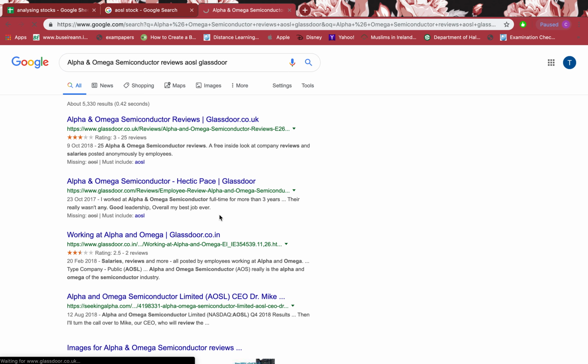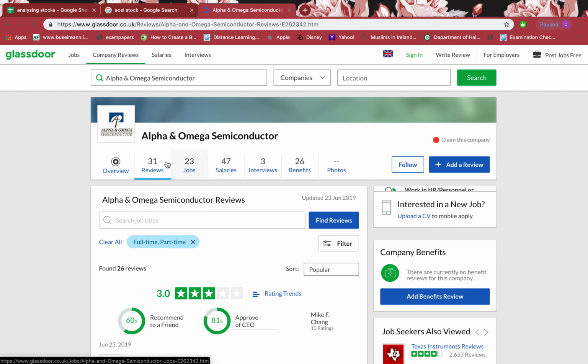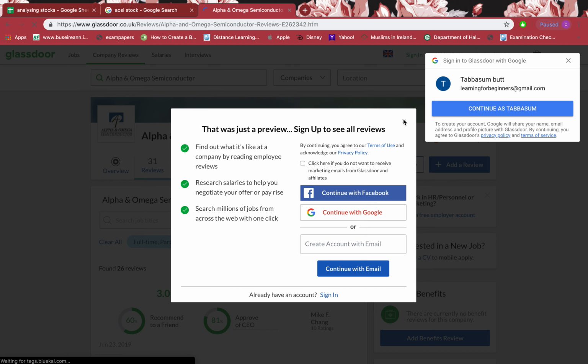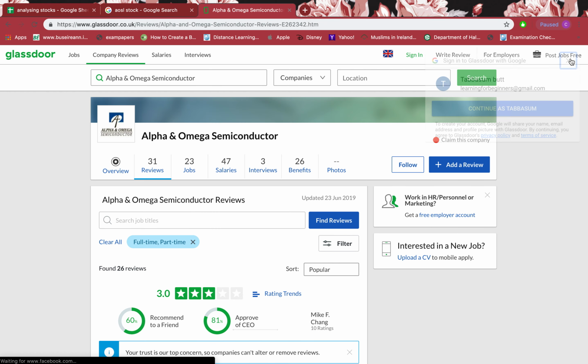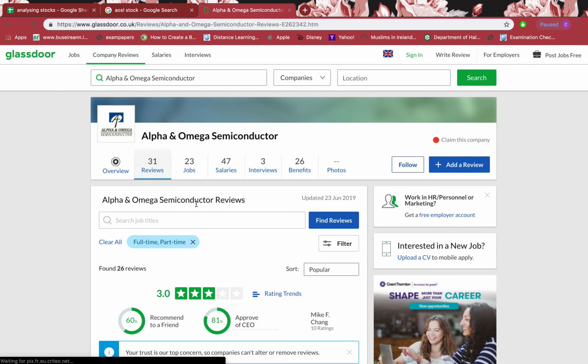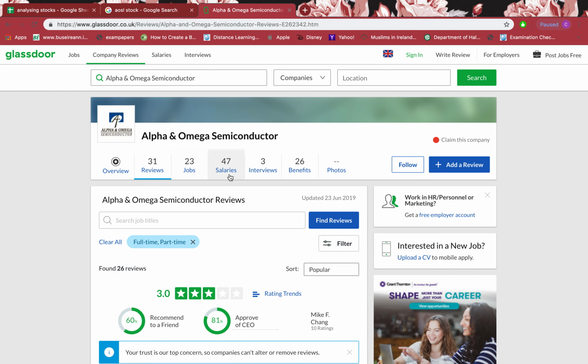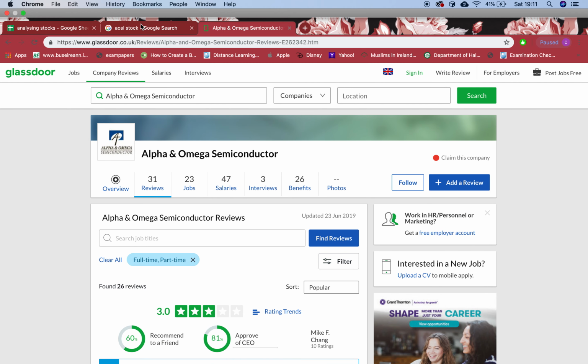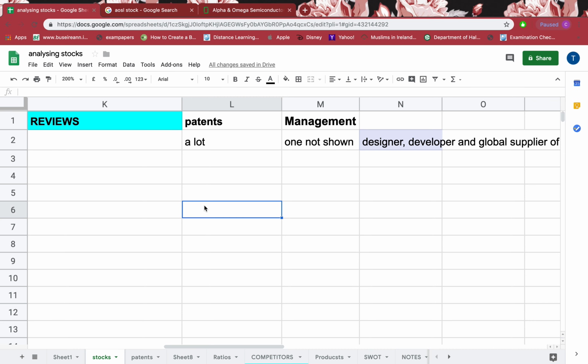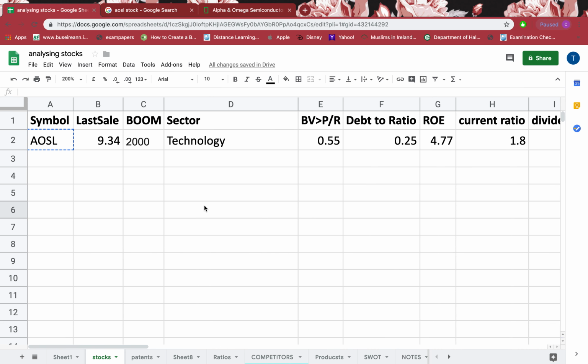Then I'll go to Glassdoor as well, and I can see the reviews. Glassdoor has 31 reviews, more than Indeed, but still it's not a lot of reviews. But still, you can have a read. It gives 3 stars, which is better than Indeed. So it just gives you some insight. Understand as much as you can, because the more information you have about the firm, the better.